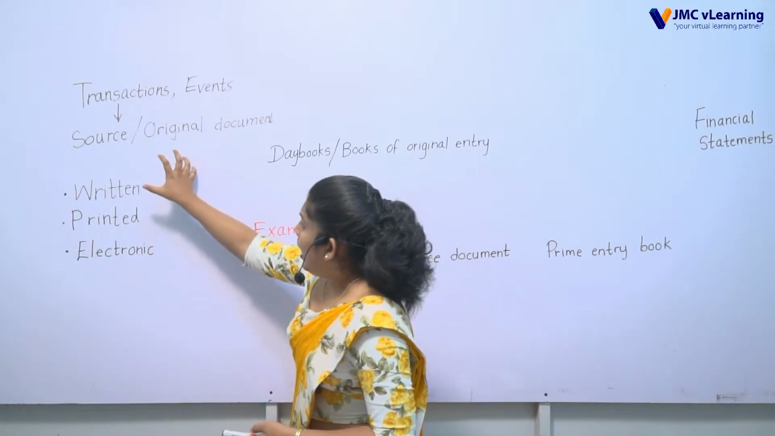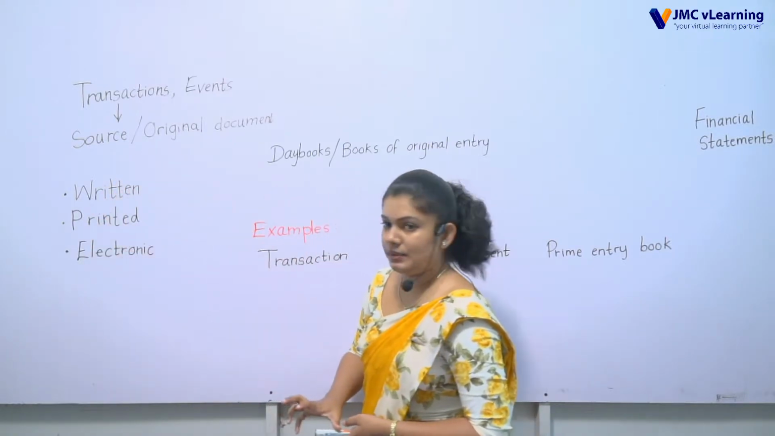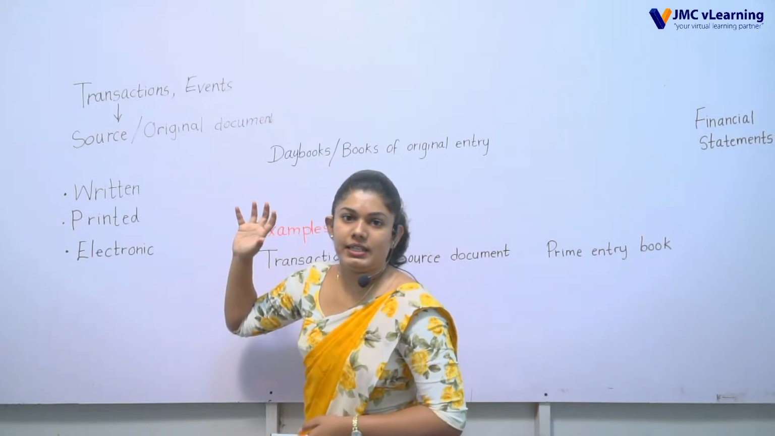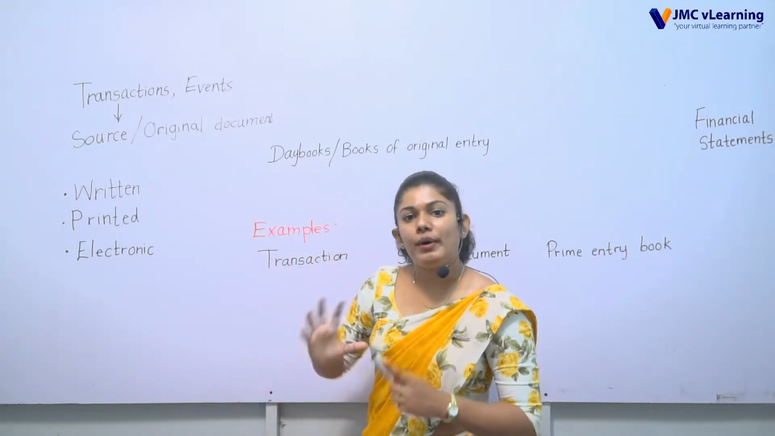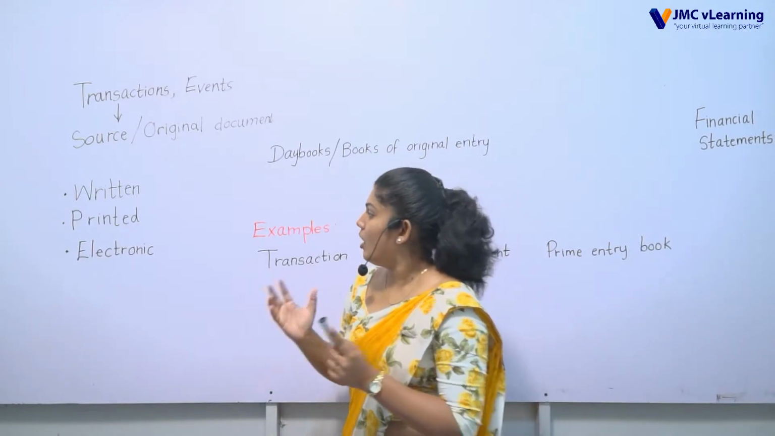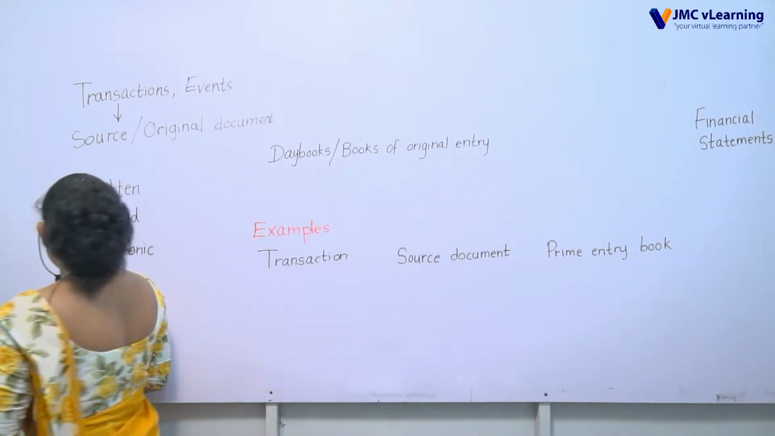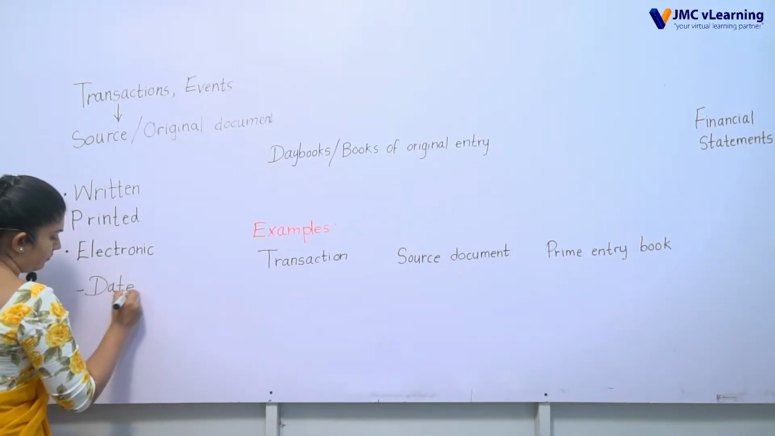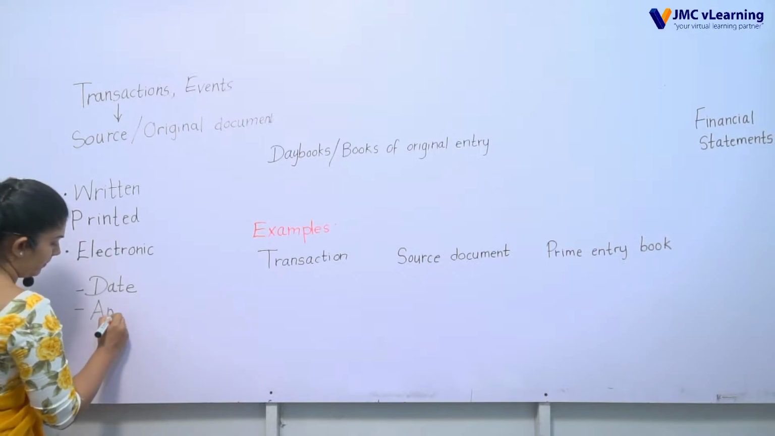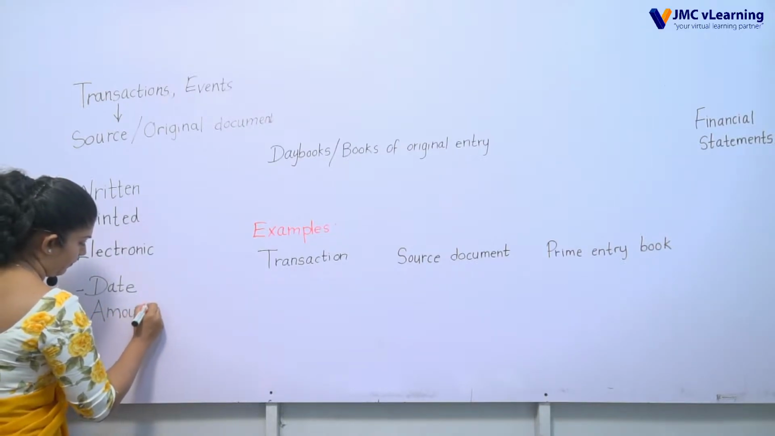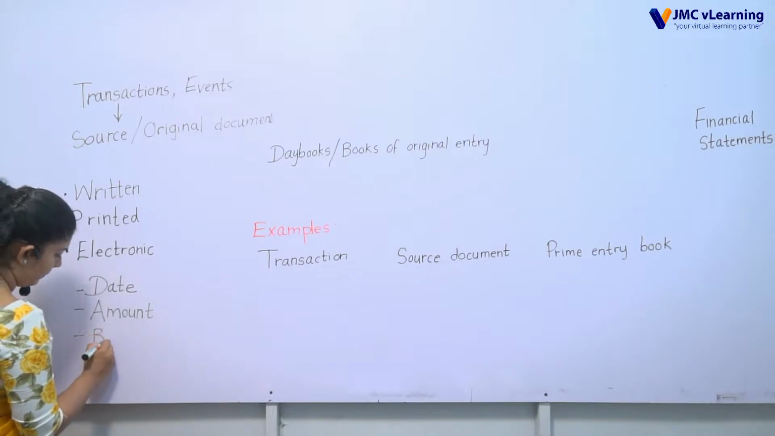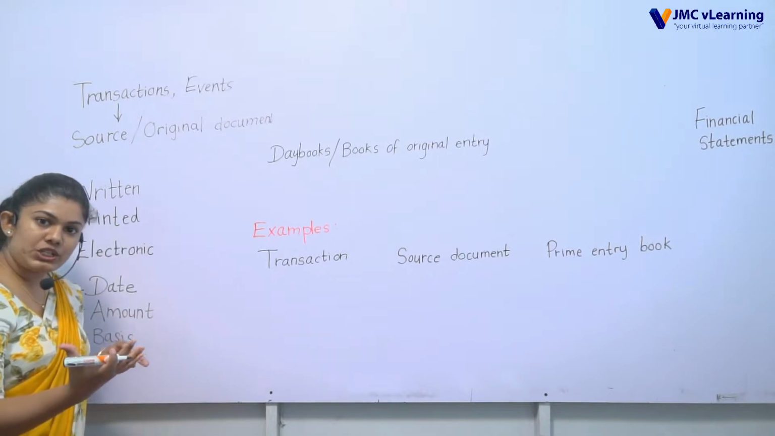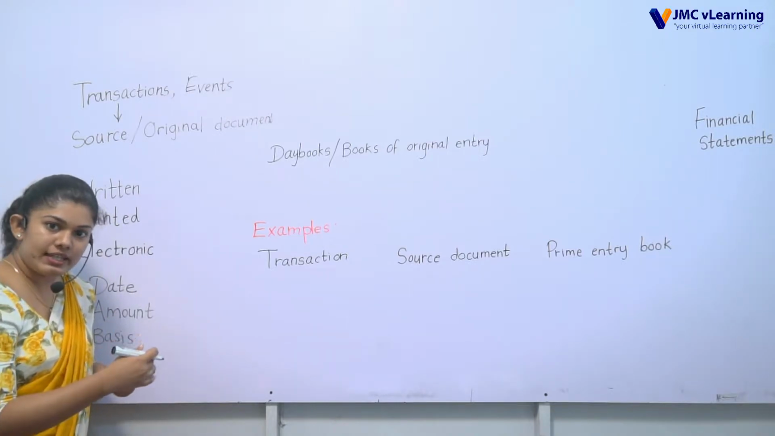So, source documents always consist of some common details, such as the date of the transaction, the amount, and the basis, that means whether credit or cash. We can make credit sales or cash sales, either way.